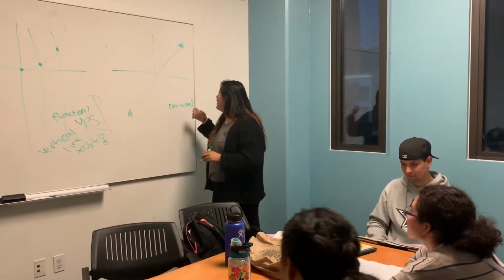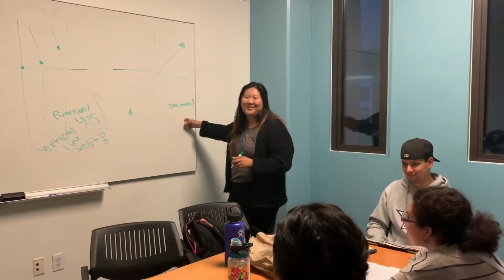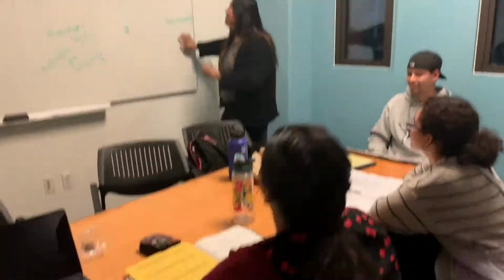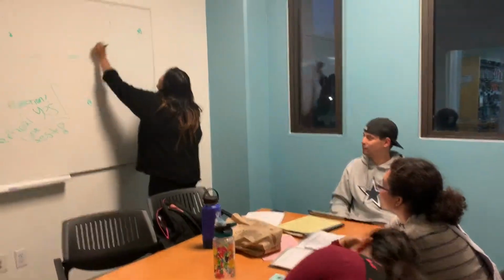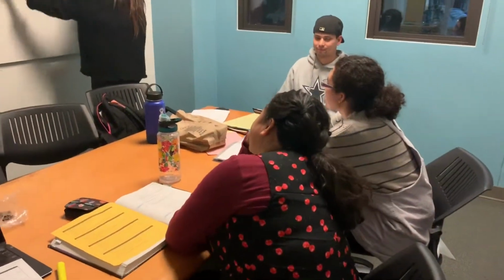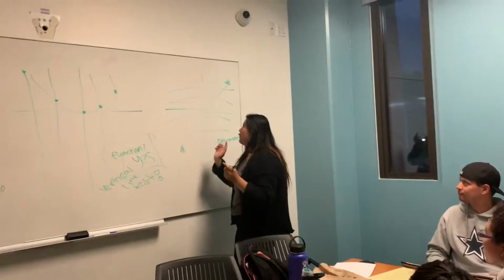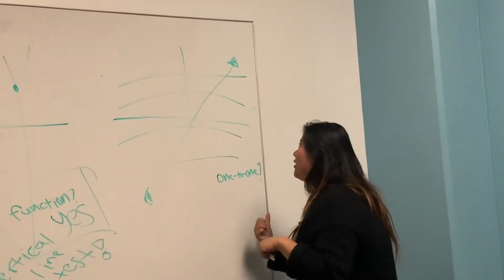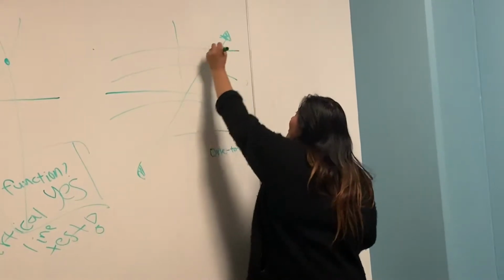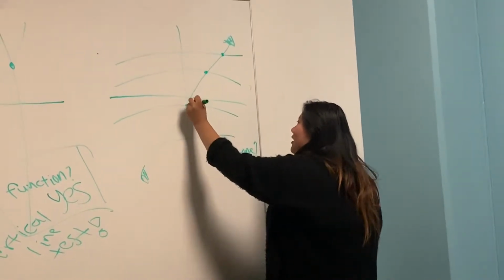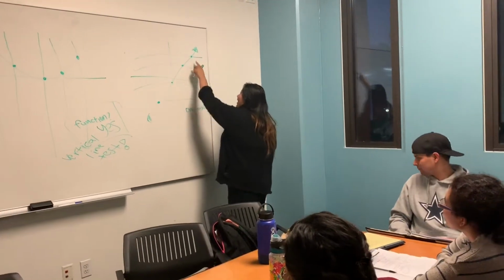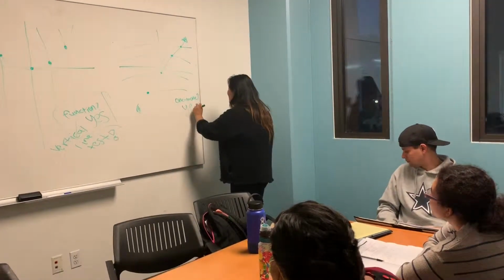So to make sure if it's a one-to-one function, we gotta use the horizontal line test. So we draw it horizontally, and if it touches more than once, similar to the vertical line test, then it's not a one-to-one function. Since this only touches once over here, once each time, it is a one-to-one function.